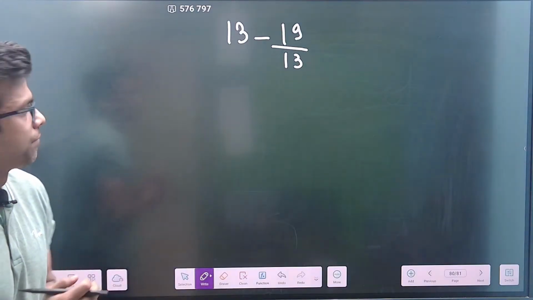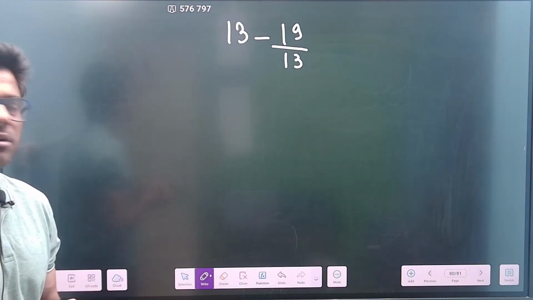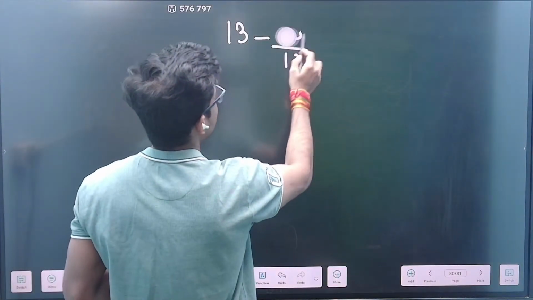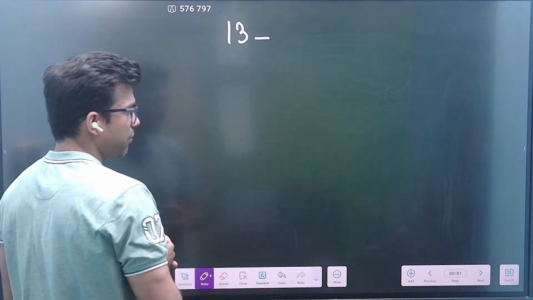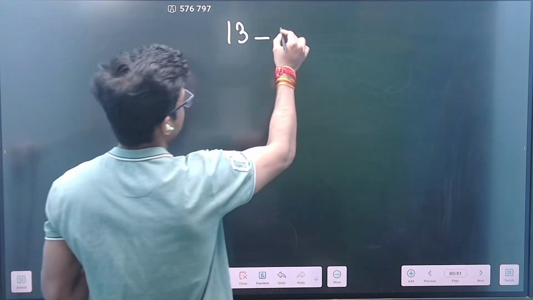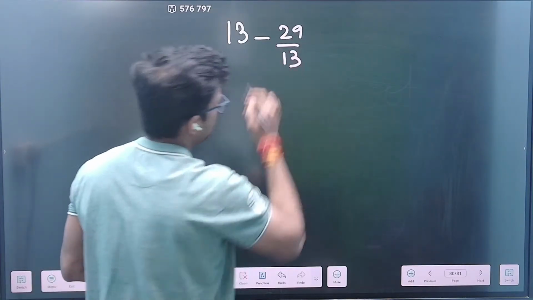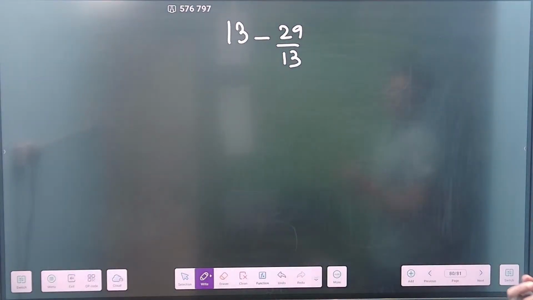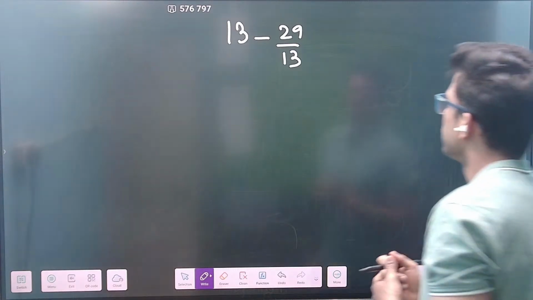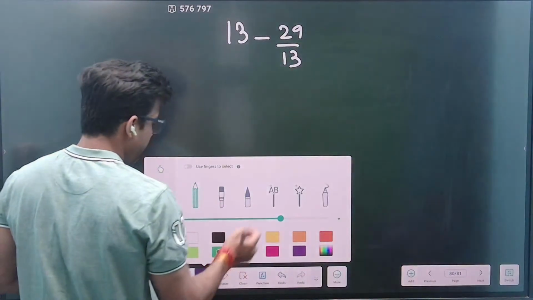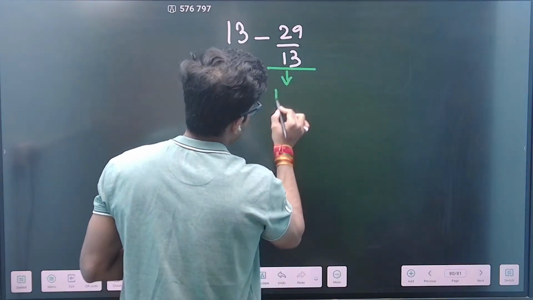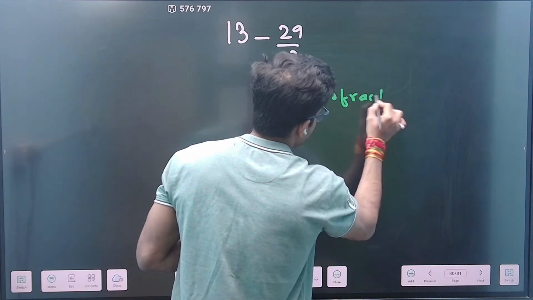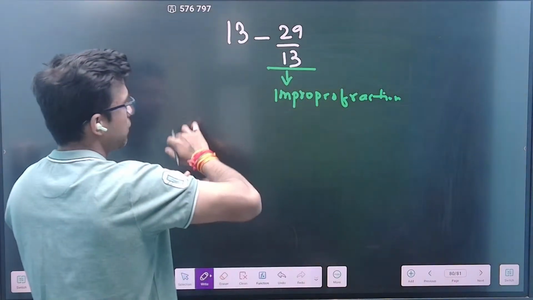So what do I need to do? Either you can take 19 by 13, or take a bigger number, any bigger number. Let's take 29 by 13. This would also make sense. If you take 29 by 13, what is the process of solving it? Now see, first of all, this is an improper fraction. If it is an improper fraction, you need to convert it to a proper fraction, then you divide.